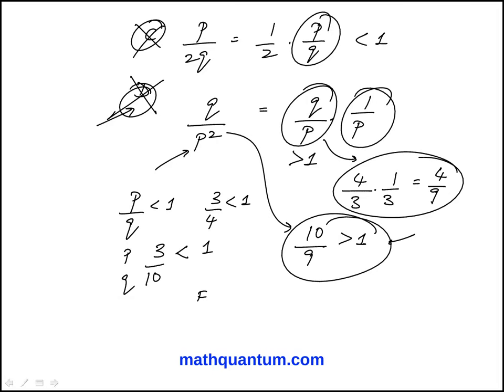E now is clear. Q over P is really the reciprocal of P over Q, and that's less than 1. So that number would be greater than 1. So to recap, the answer is E.